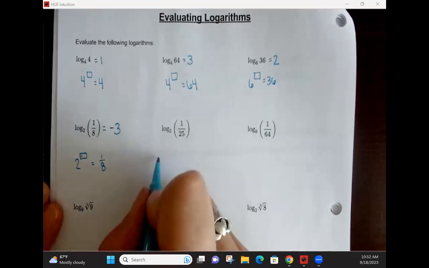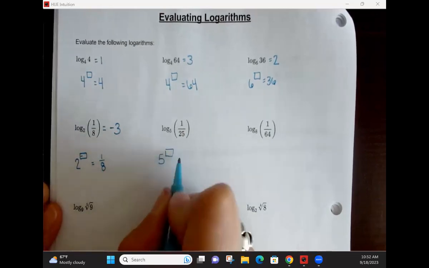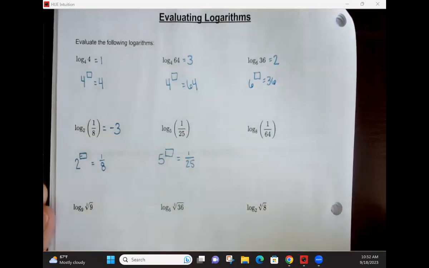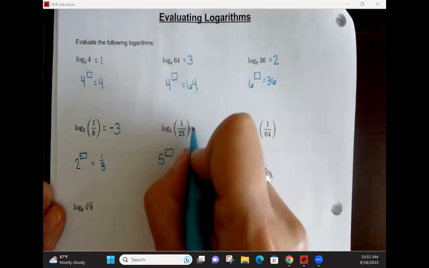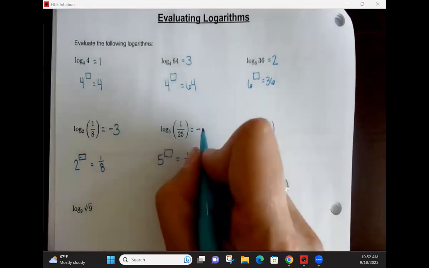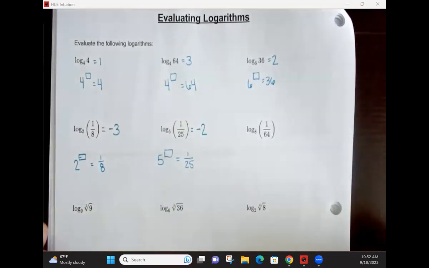For my next example, 5 to what power gives me 1 over 25? -2, very good. The negative, because I had to take the reciprocal, and then 5 squared gives me 25.